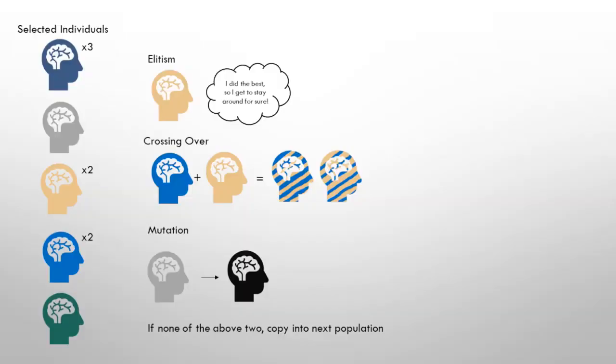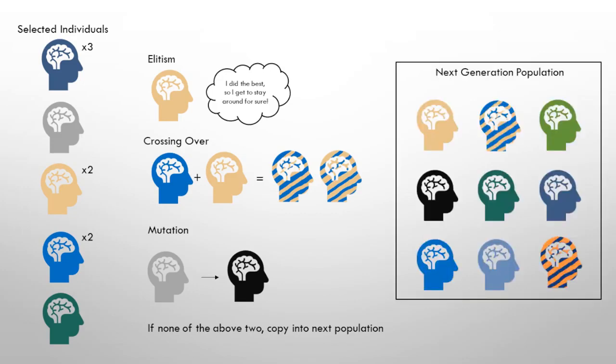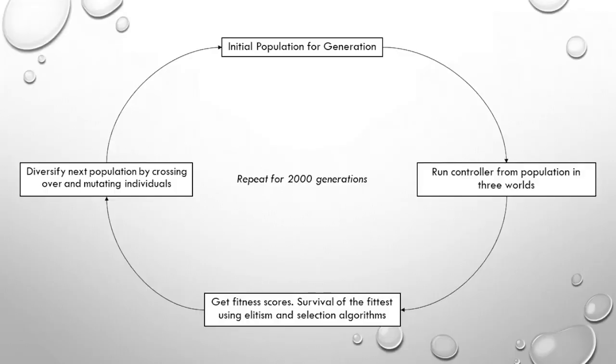And if none of the above is applied to a candidate individual, we can just copy them over to the next population. Then for this example, here is a potential next generation after using the techniques described. We then repeat this process 2,000 times, which we call generations, and then we observe and extract data from the final generation to see what the controllers have learned. Specifically, we typically look at the best performing controller of the last generation.